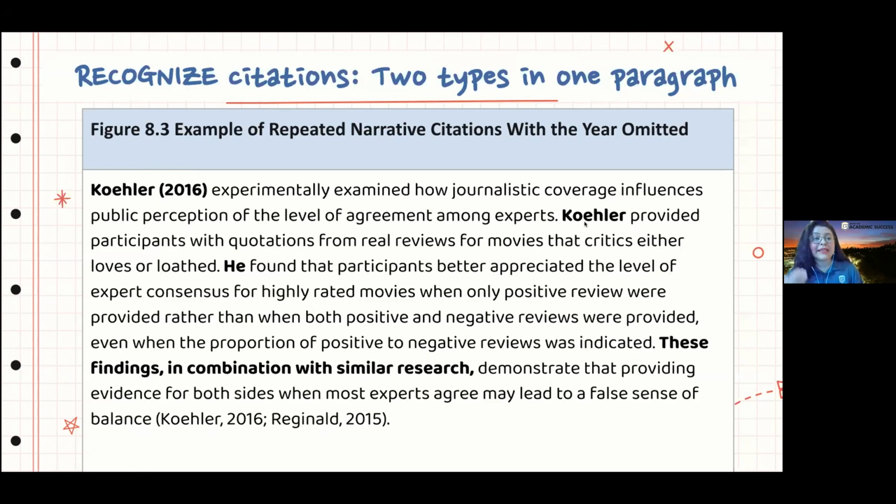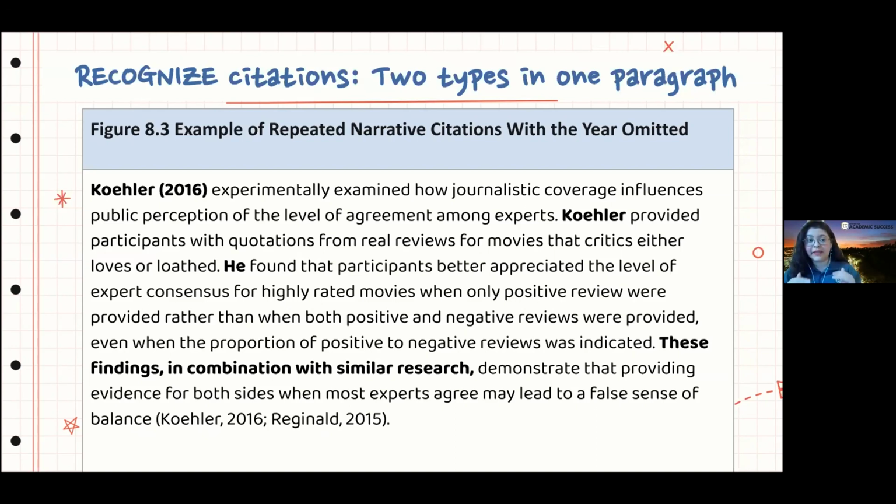So what the APA manual is allowing you to do, and this is coming directly from the APA manual, especially in figure 8.3, is that as long as you only have one Kohler article, right? Because remember, your citations within your essay, your narrative citations, have to match your references page at the end.